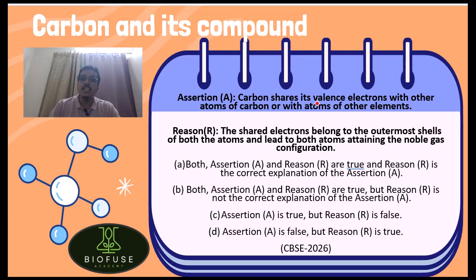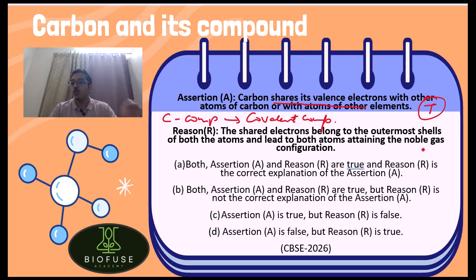So carbon is sharing its valence electrons. We already know that all carbon compounds are covalent compounds, so they will share their valence electrons with carbon as well as other atoms. So the assertion is true. The reason says the shared electrons belong to the outermost shell of both the atoms, that is, they are the valence electrons, and they lead to attaining the noble gas configuration. Generally when atoms share like this, both the atoms will attain noble gas configuration. So the reason is also true.